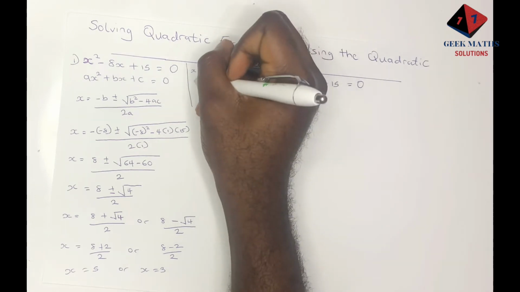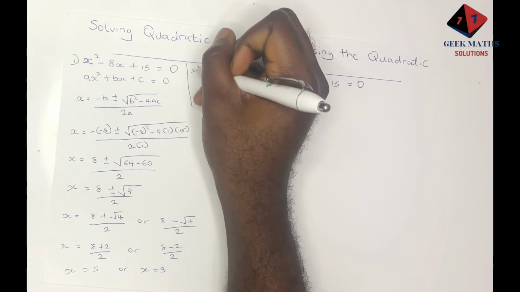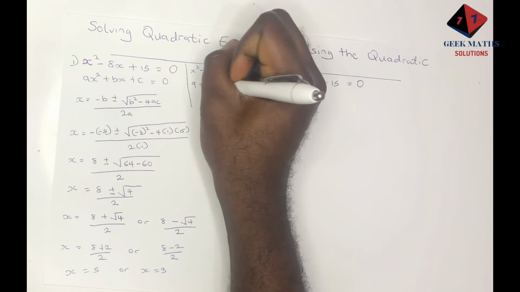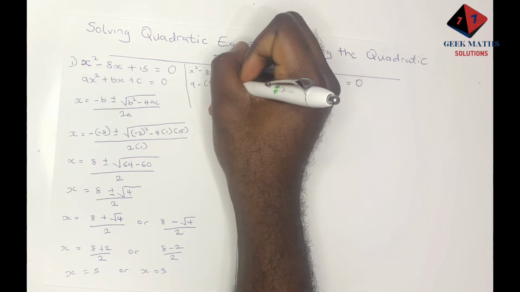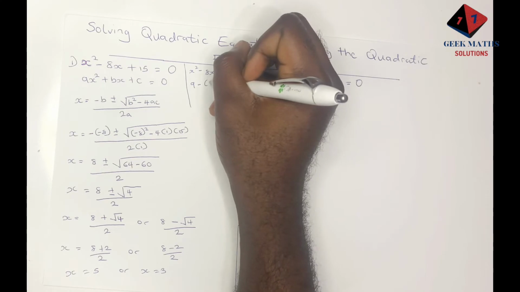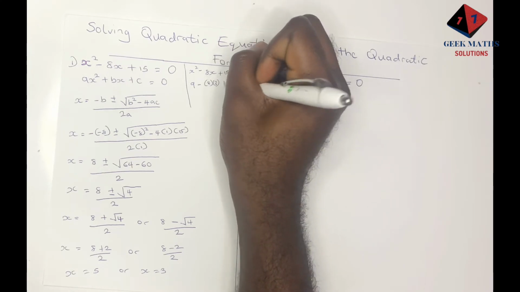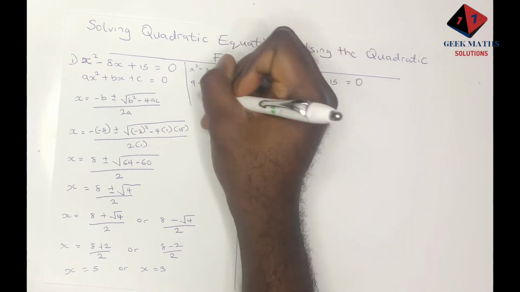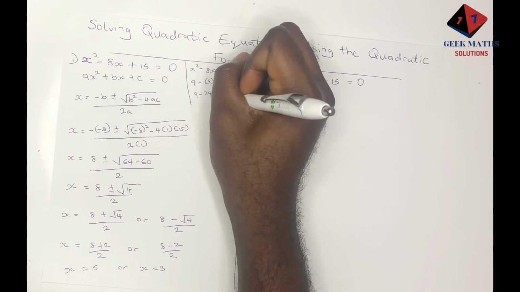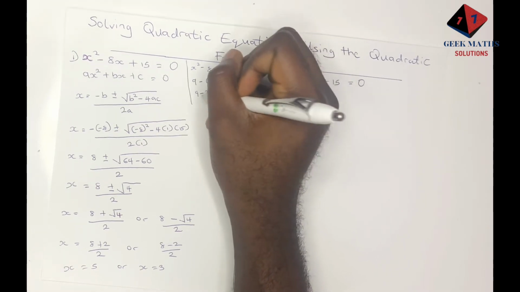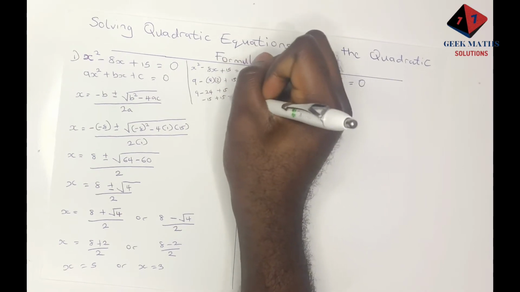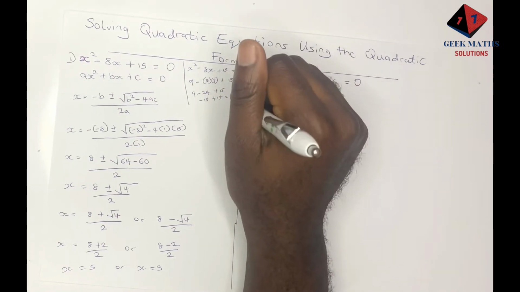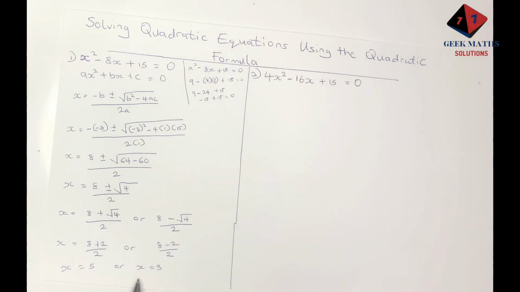So this will be, x is 3, 3 times 3 is 9, minus 8 times 3 is 24 plus 15, so 9 minus 24 plus 15, 9 minus 24 is minus 15, minus 15 plus 15 is equal to 0. So this shows that the value of x is correct.